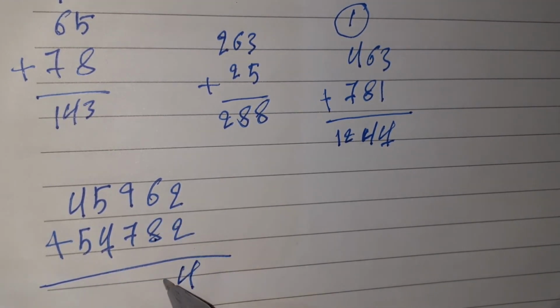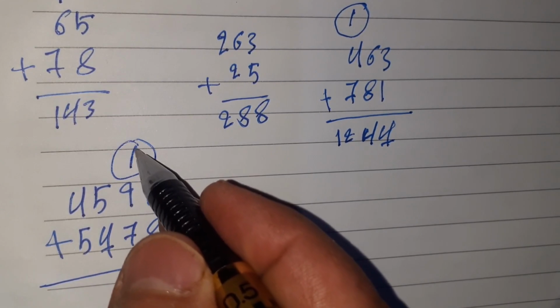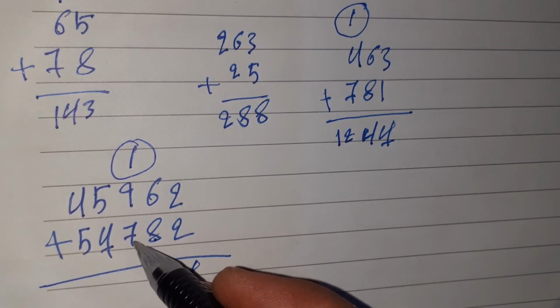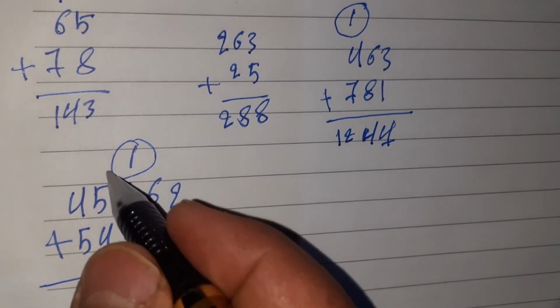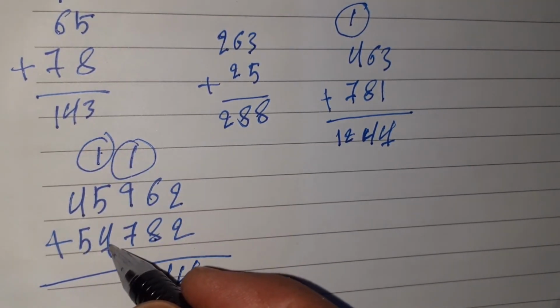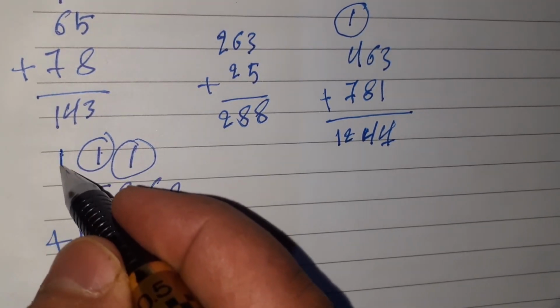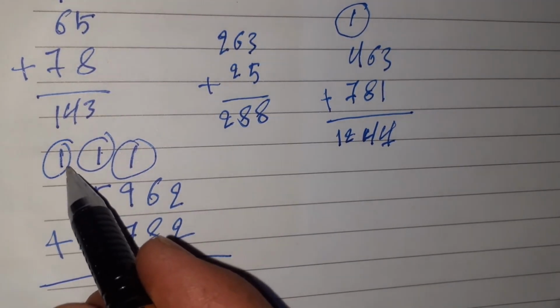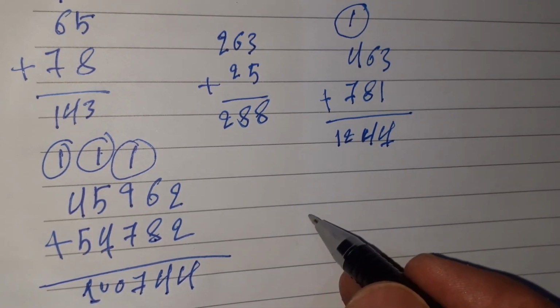8 plus 6 is 14. 14, write 4 and carry over 1, write it in the next column. 1 plus 9 is 10. 10 plus 7 is 17. 17, write 7 and carry over 1. 1 plus 5 is 6. 6 plus 4 is 10. 10, write 0 and carry over 1. 1 plus 4 is 5. 5 plus 5 is 10, right?